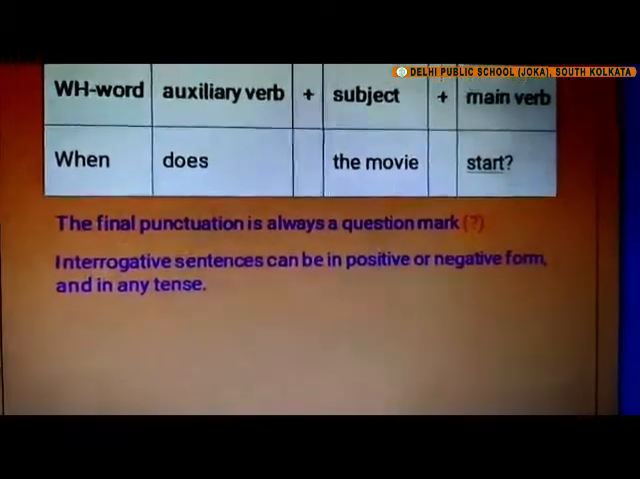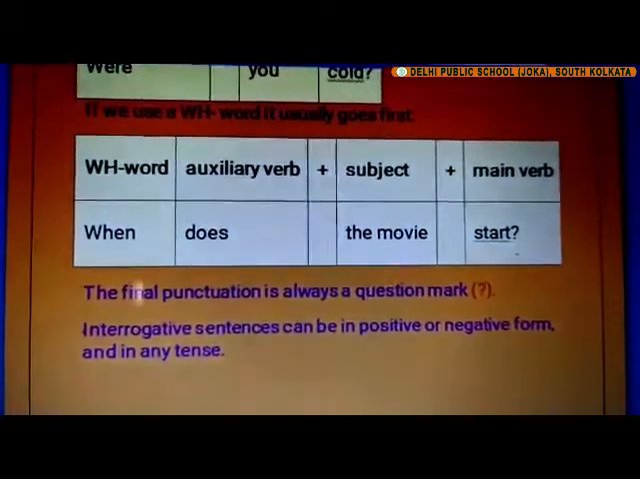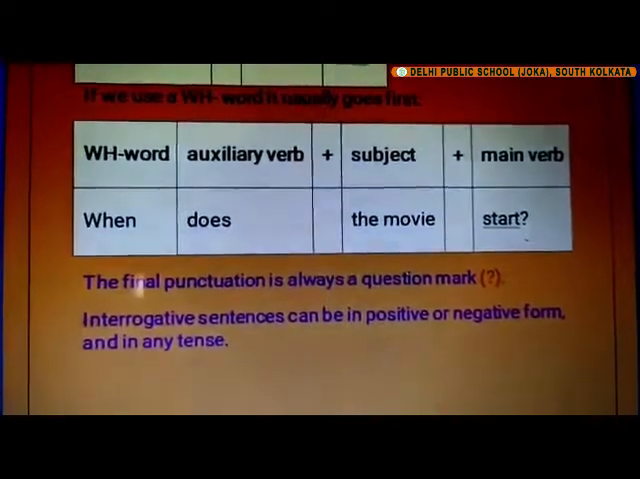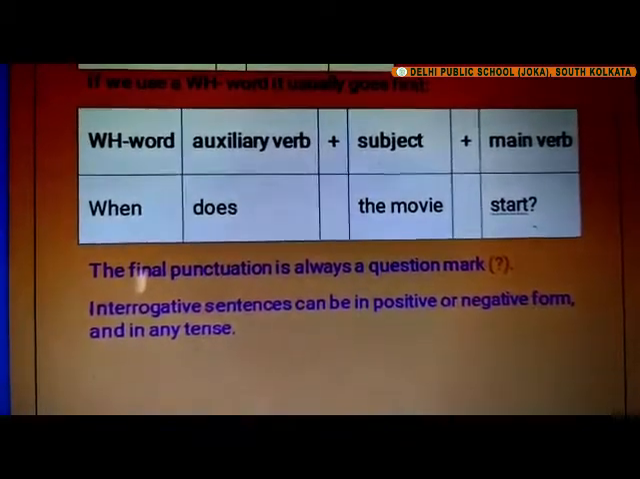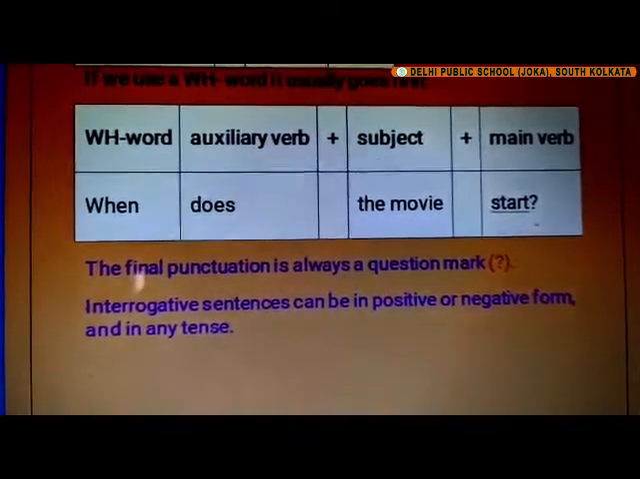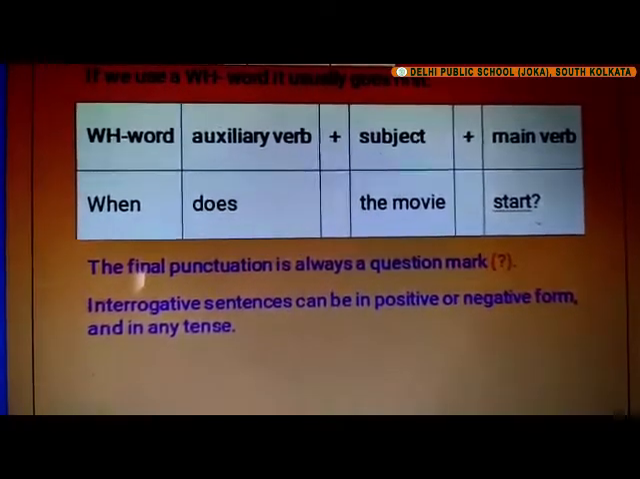Having said all these things, children, I hope you've understood today's lesson of the day. Please find the worksheet attached to my study module and do it. Thank you and have a nice day.